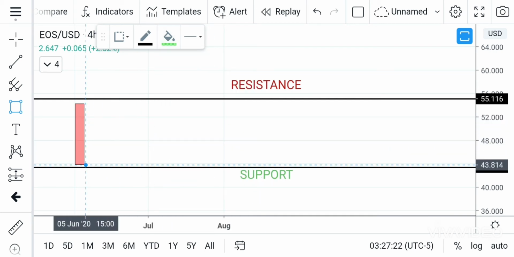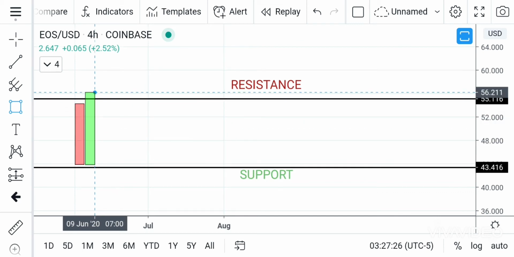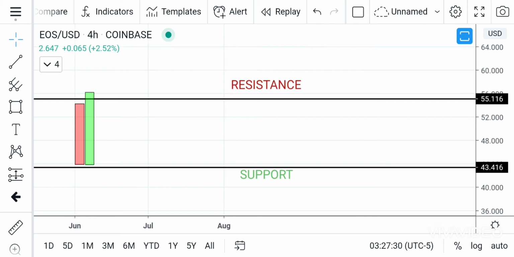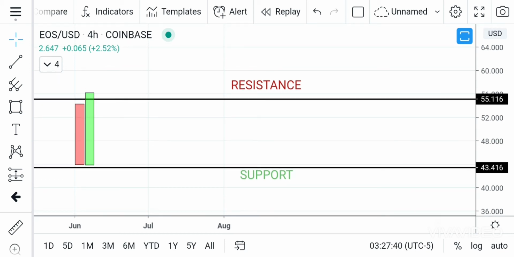Buyers come in, and the next candle is going to cover or engulf the last candle. So you have the bullish candle, which is the green candle, covering or engulfing the red candle, which is the bearish candle. So it's showing you that buyers are in control, that buyers have rejected lower prices.